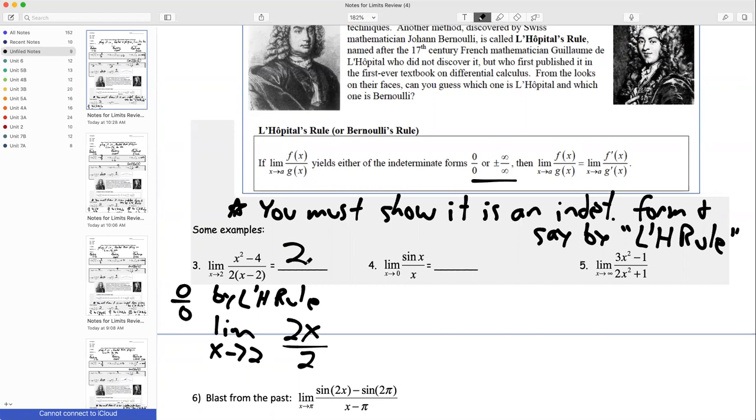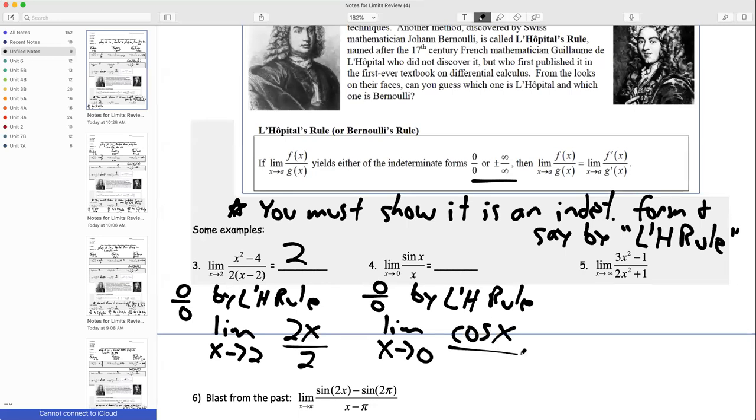Okay, so like on this one, if you don't have the graph, you might need to use L'Hopital's rule. If I plug in 0, I've got sine of 0, which is 0 over 0. So by L'Hopital's rule, I've got the limit as x goes to 0. I'm going to take the derivative of sine of x, which is cosine of x. Derivative of x is 1. Now I'll plug in 0. Cosine of 0 is 1. I have 1 over 1, and I got the same answer that I got with the graph.